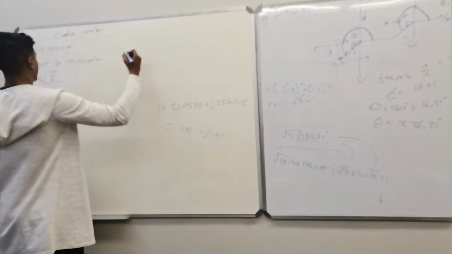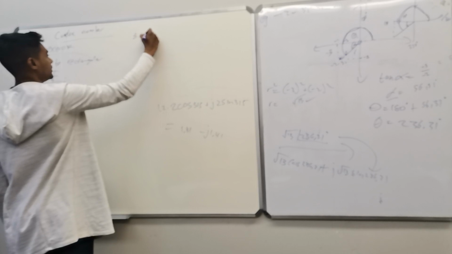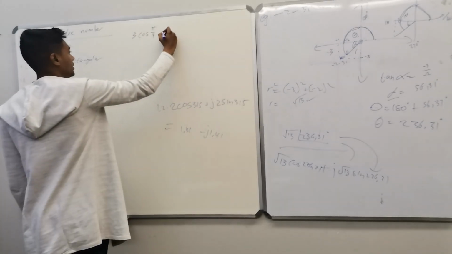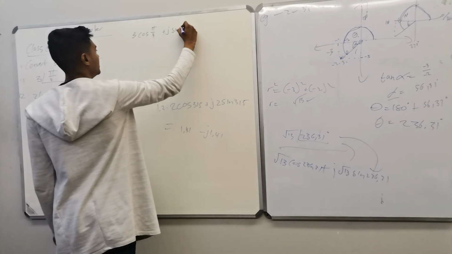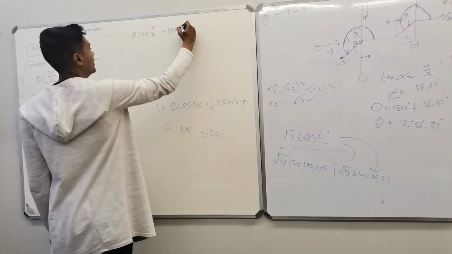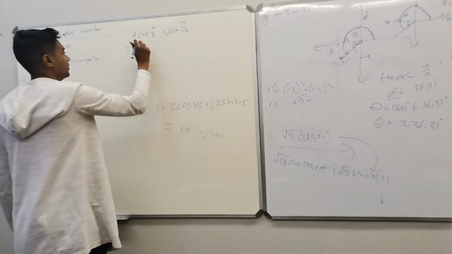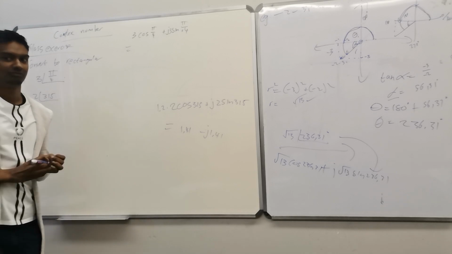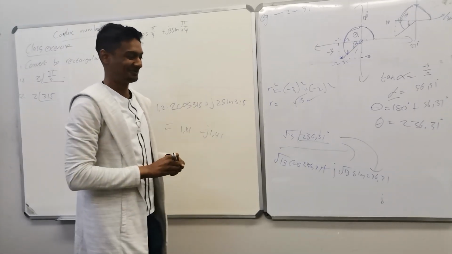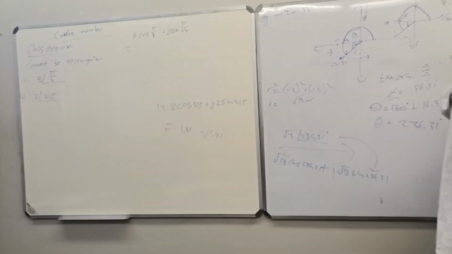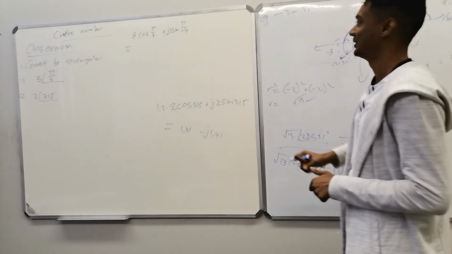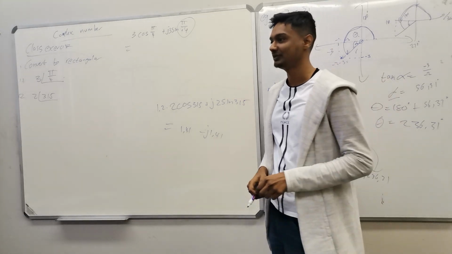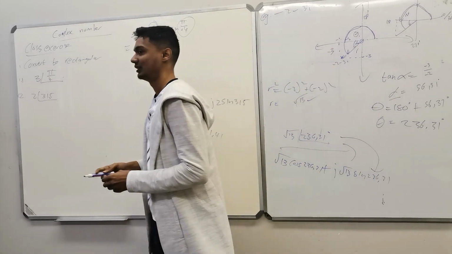Right, let's do 1. So it's going to be 3 cos pi over 4 plus j sine 3, sorry, 3 pi over 4. Right, what's 3 cos pi over 4? 3. You can round it off, you have to round it off because it's 2.999999. If you round to 2 decimals, it's going to be 3. What's this, guys? B. It's a fraction.